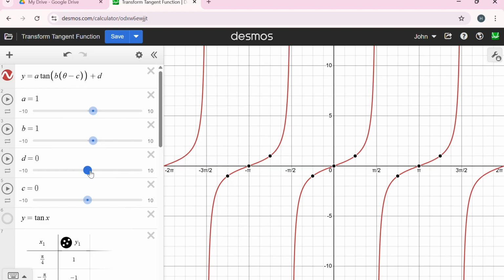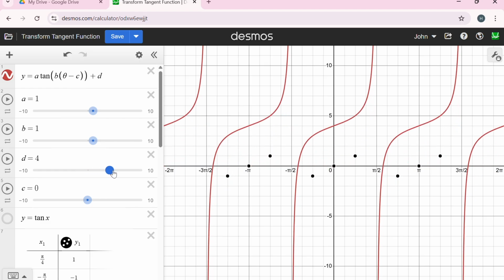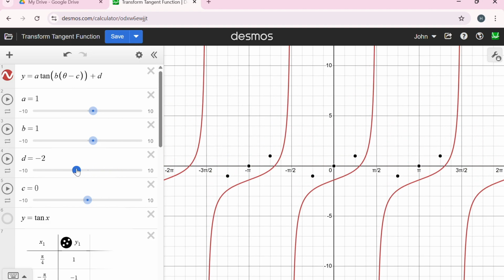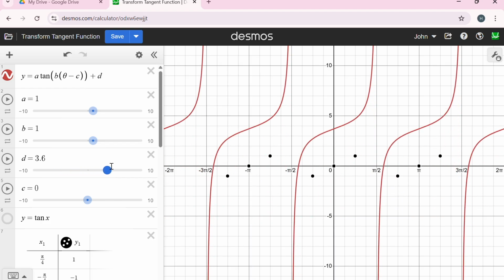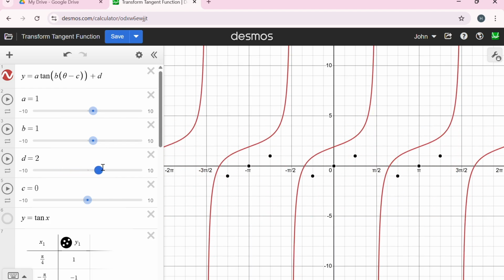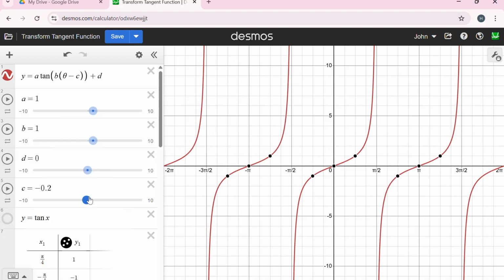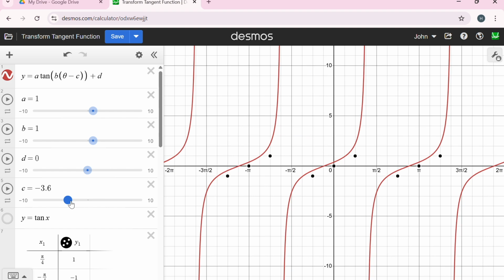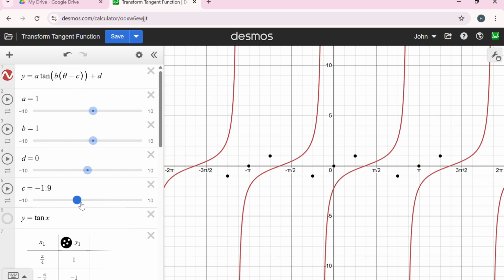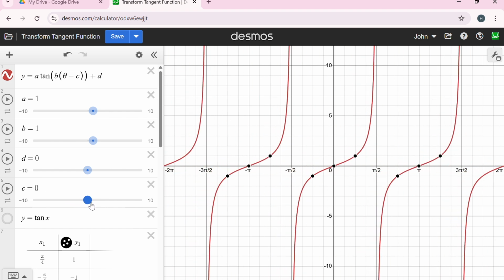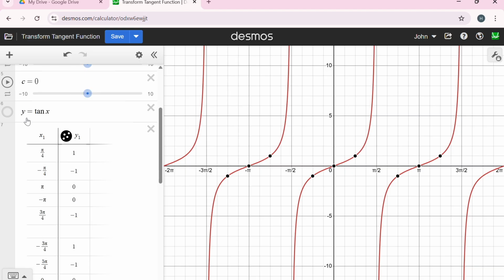This is my vertical shift. Okay, that makes sense. Just goes up and down. And then this is my phase shift, which goes left and right. So that makes sense, right? There we go. Okay. A couple of things on here.